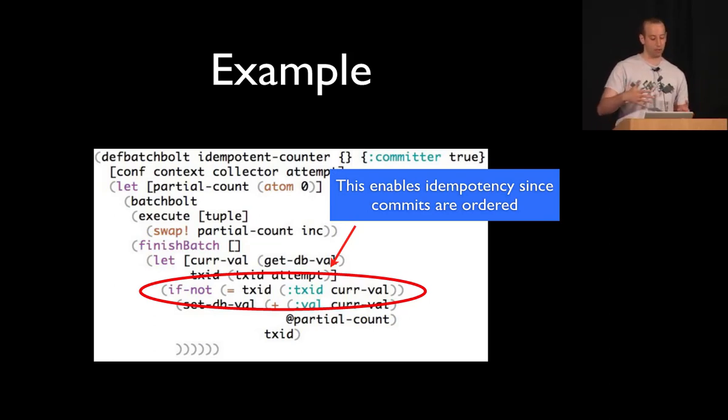Well, the ones that succeeded will go back to the database and see, oh, the transaction ID in there is the same as what I'm currently processing. So I won't update the database, because I know that the database already reflects the batch that I'm responsible for. So it skips the update. Whereas for the other tasks, the transaction ID is different, so they'll just go ahead and update the database. And the reason this works is because of the strong ordering in commits that Storm provides.